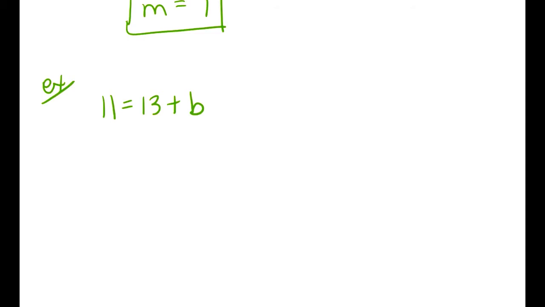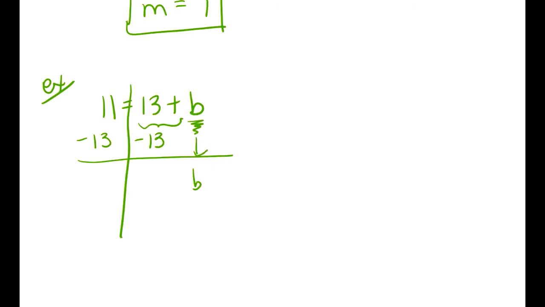Okay, so the first thing that we want to do to solve this equation is identify where our variable is. And our variable is right here. And right now it's being stuck together by plus 13. So in order to undo the positive 13, I do the opposite. The opposite of plus 13 is a minus 13. And so I'm going to subtract 13 from both sides. And when I do this, I just bring down my b here. 13 minus 13 is going to give me 0.